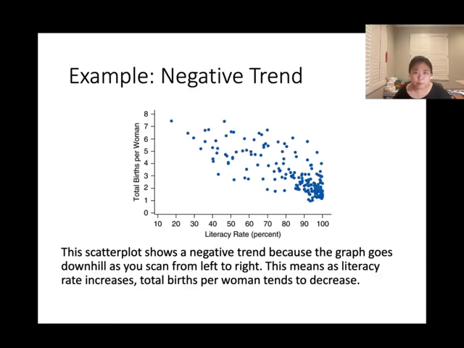Okay, look at this example, negative trend. The birth rate of a country and that country's literacy rate. You can see all the points are going downhill. So we believe these two variables have a negative association. That means countries with higher literacy rates tend to have a lower rate of childbirth.